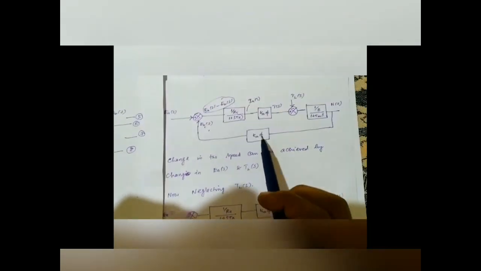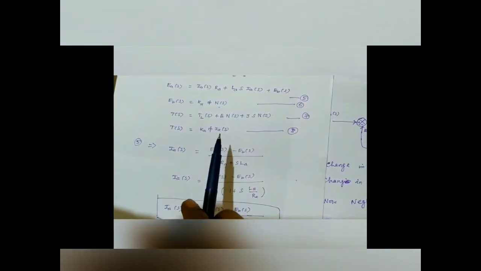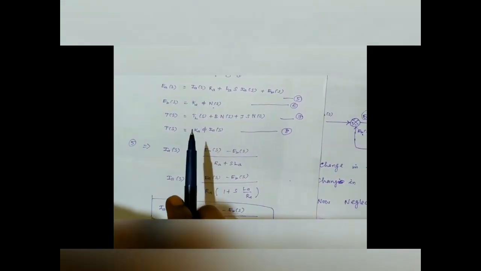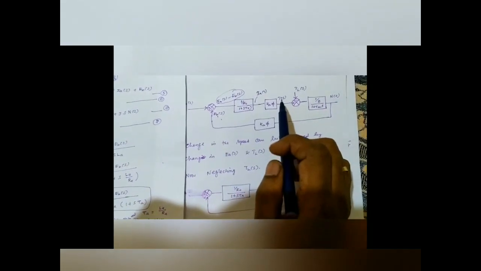Again, IA of S is equal to EA minus EB multiplied by 1 divided by the entire thing. So this results in IA of S. Now equation 8: IA of S is multiplied by KA phi, resulting in T of S.